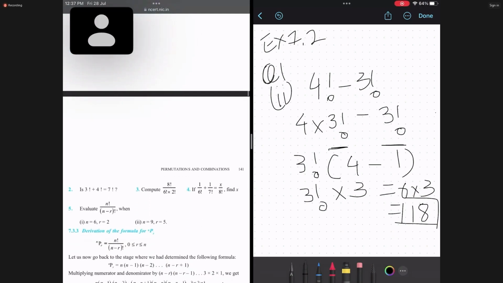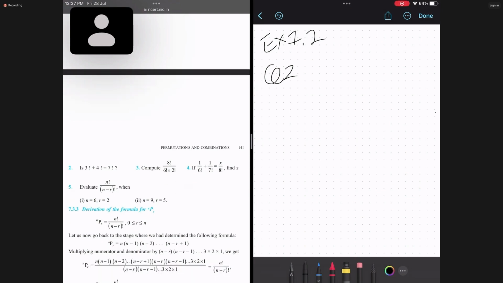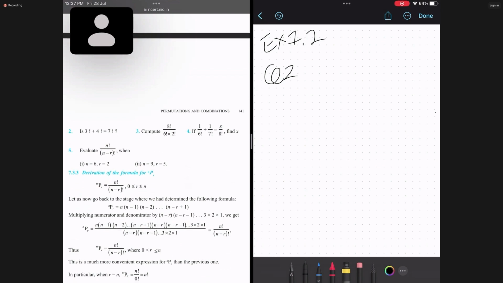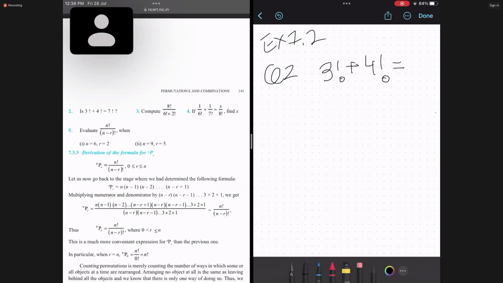Moving on to the second question. In the second question, it has been asked whether 3 factorial plus 4 factorial is equal to 7 factorial or not. So this might seem very trivial to you guys, and it actually is. When we are doing such questions, it is very imperative for us to remember how to approach this question, right?